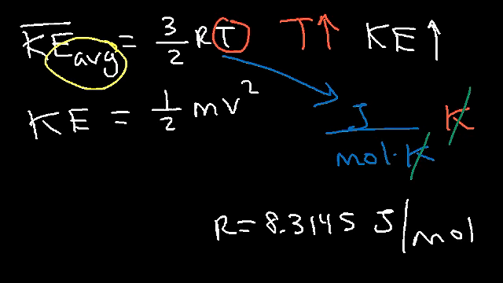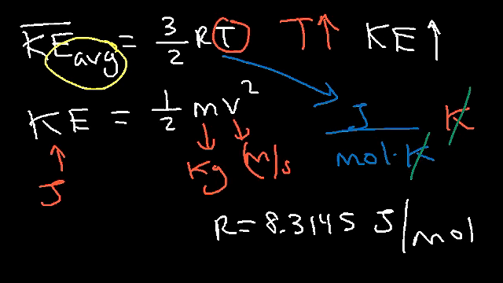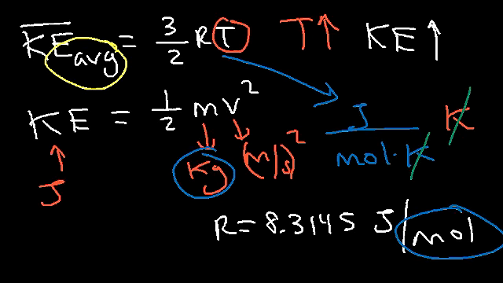Now, for this equation, R is in joules per mole, and it makes sense because kinetic energy is usually in joules. Now, for this equation, we have mass in kilograms, and we have the speed in meters per second, squared. 1 kilogram times 1 meter per second squared is equal to a joule. However, we don't have moles in this equation, so we need to introduce it. So what we need to do is multiply this equation by 1 over n, because n is in moles, and then we can have the units joules per mole.